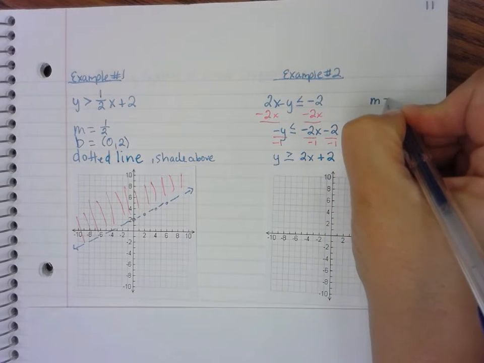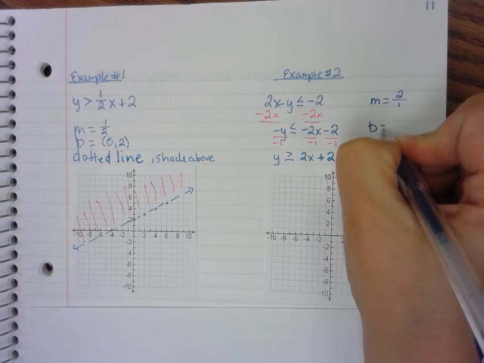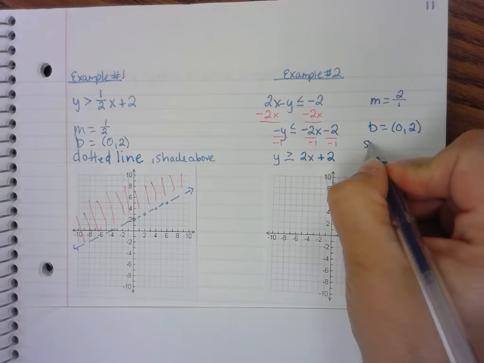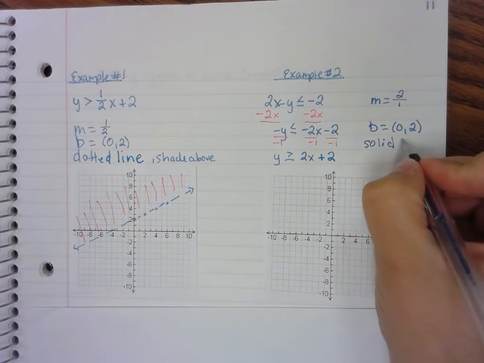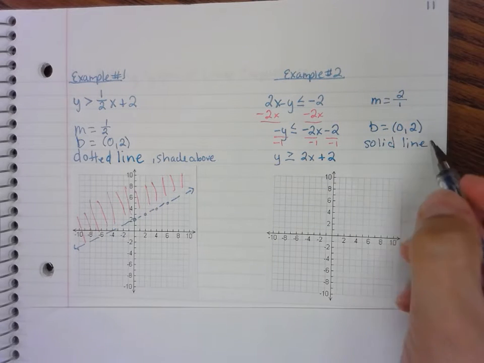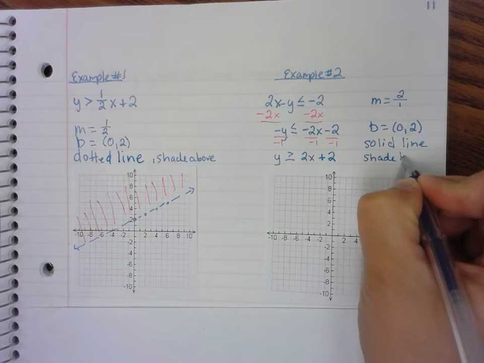So this is the equation that we're going to graph. My m is 2 over 1. My b is (0, 2). I have a solid line because it is greater than or equal to, and I'm going to shade above.